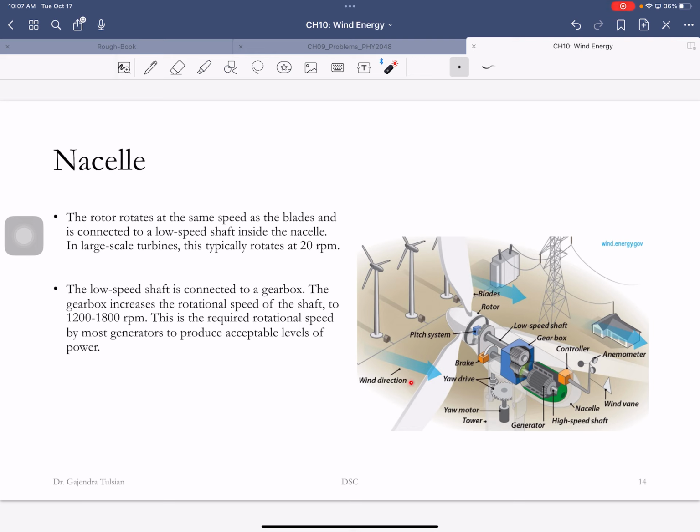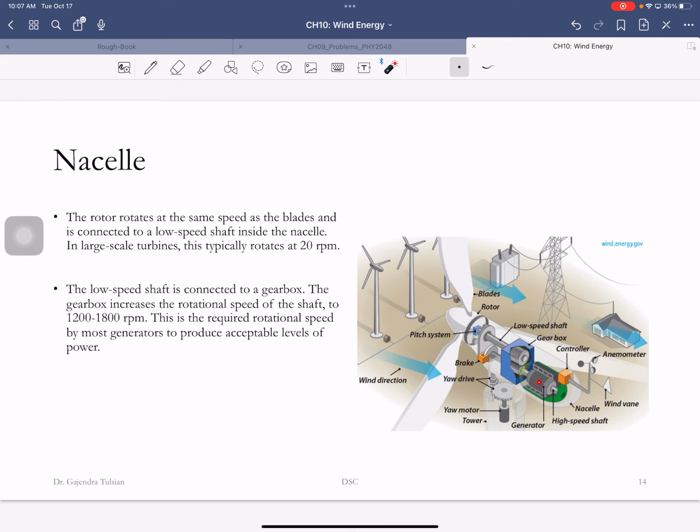All right, so the blade rotates. The wind makes the blade rotate. The rotor rotates at the same speed as the blades. In a large scale turbine, this typically rotates at 20 RPM, 20 revolutions per minute. And that's the rate at which the shaft rotates.